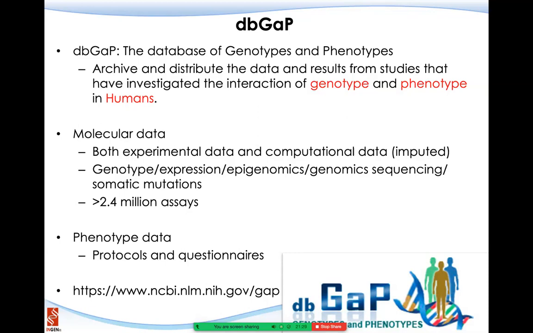For the molecular data or sequencing data coming from individual patients, those data are normally deposited into the dbGaP database, which is the database of genotypes and phenotypes. It has all different levels of molecular data, including the DNA level, RNA level, epigenome level, somatic mutations, and germline mutations. They have over 2.4 million different assays. It's a huge amount of data, and they also have phenotype data of these individuals. It's a very, very important resource.